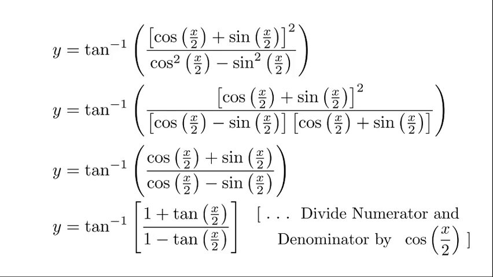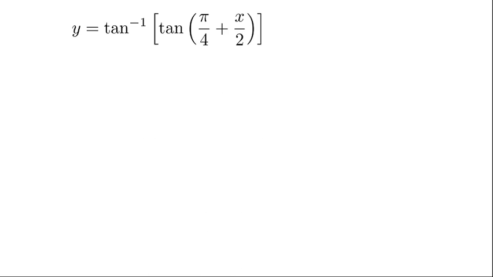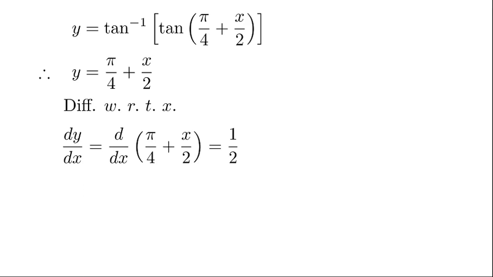1 plus tan theta upon 1 minus tan theta is tan of (pi by 4 plus theta). Therefore, we get y equal to tan inverse of tan (pi by 4 plus x by 2). Therefore, y equal to pi by 4 plus x by 2. On differentiating this with respect to x, we get dy by dx equal to half.